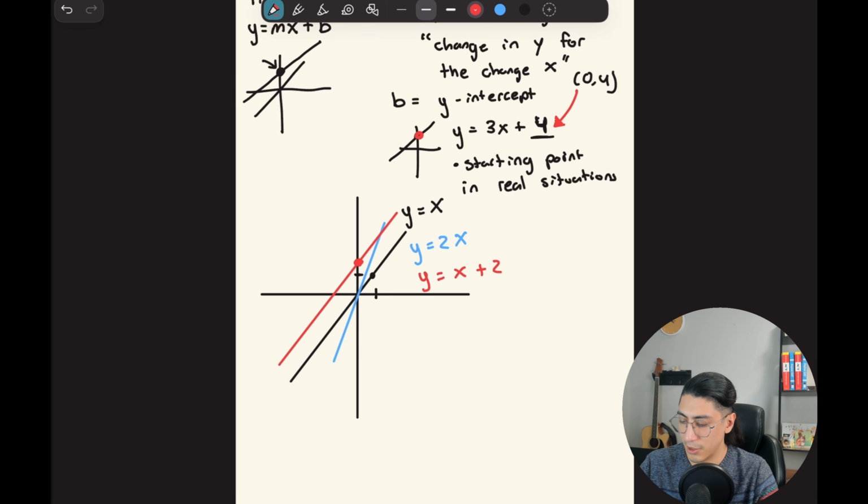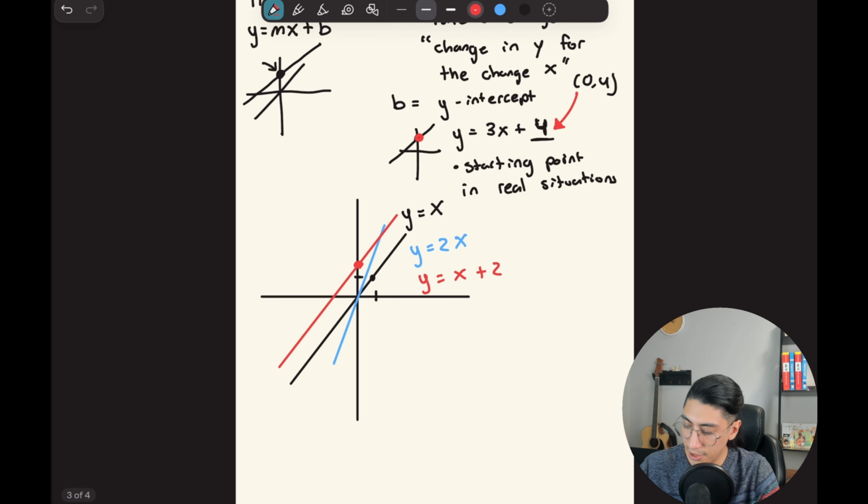So take a look at the difference between these. So far we have y equals x, which goes right through the center. Slope is 1. Then we have y equals 2x, slope is 2. It goes through the center also, but now it's steeper. And then we have y equals x plus 2. It's going to be the same as the first one, but shifted up 2.